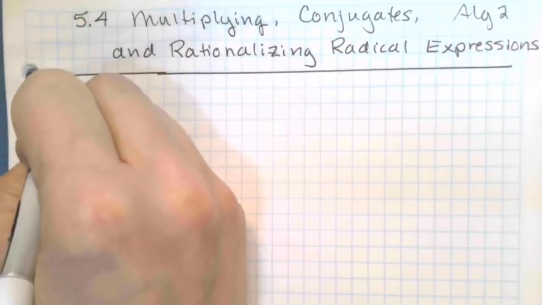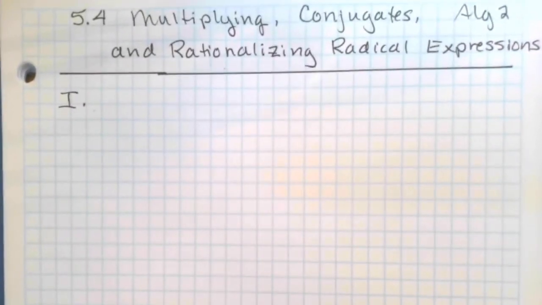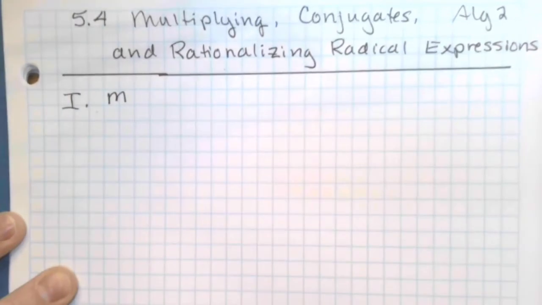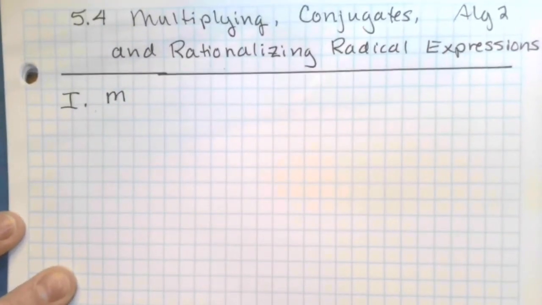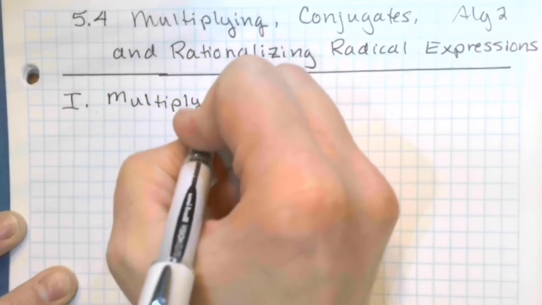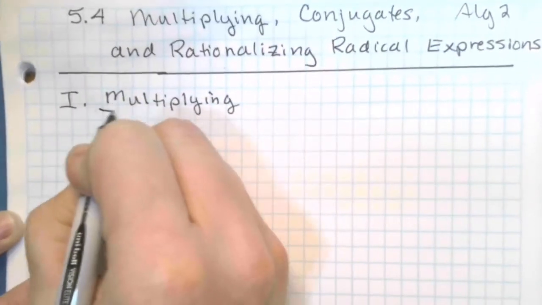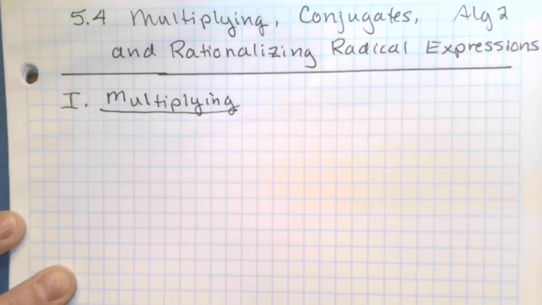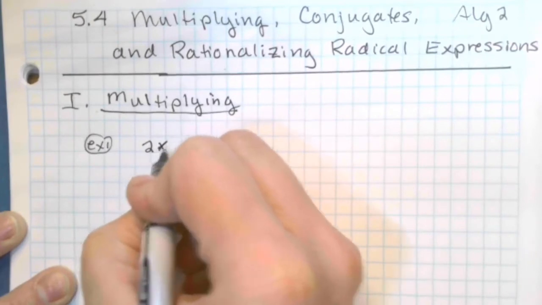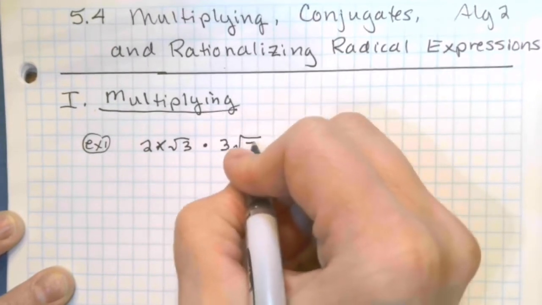Okay, so we're going to be doing a little bit of review because we need to remember where we've been so that we can understand where we're going. So one of the multiplication scenarios that we've done are monomials and monomials. So let's start with just regular multiplying, and we'll start with an older example. Let's say you have 2x radical 3 times 3 radical 7.